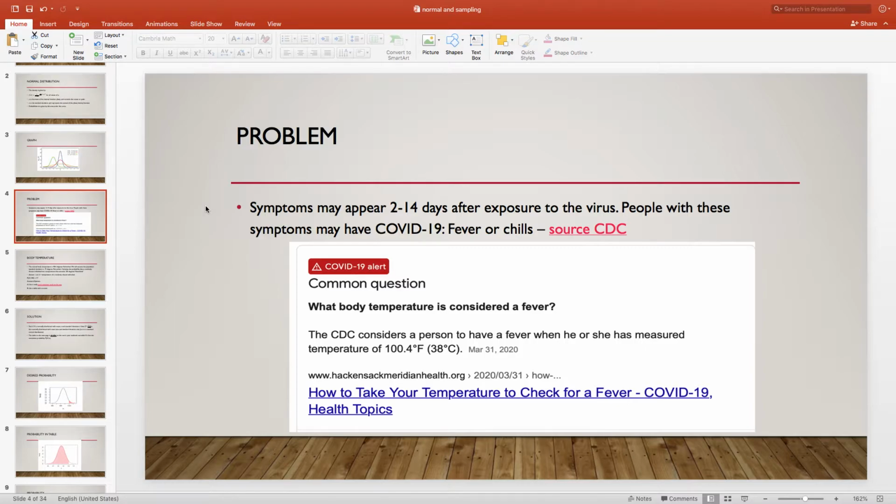So it says what body temperature is considered a fever, and it says the CDC considers a person to have a fever when he or she has a measured temperature of 100.4 Fahrenheit. Okay. And it says, hey, you'd like to take your temperature to check if you have symptoms for COVID-19.